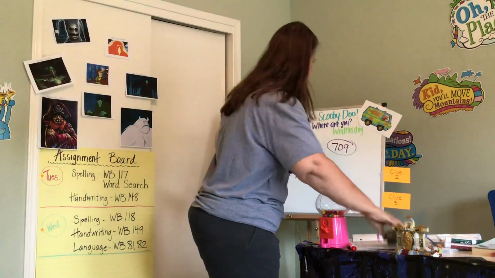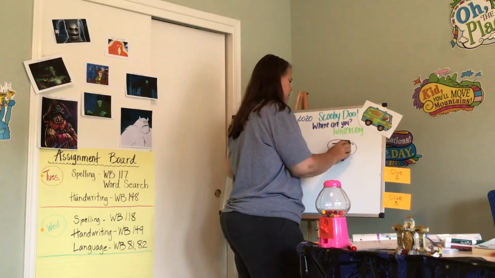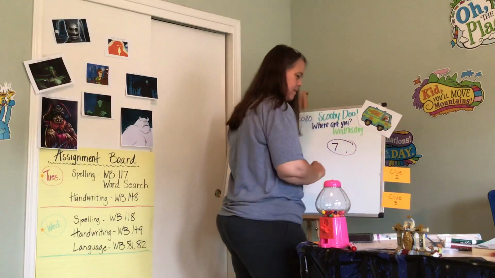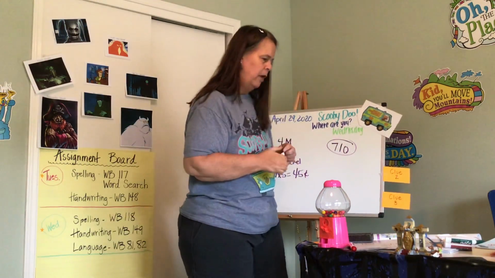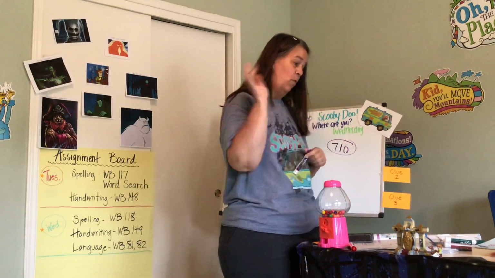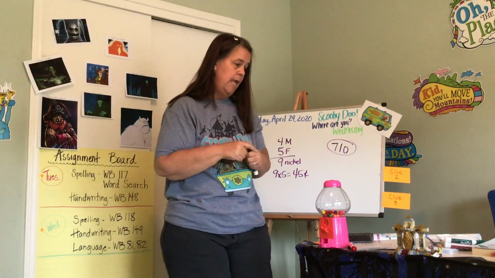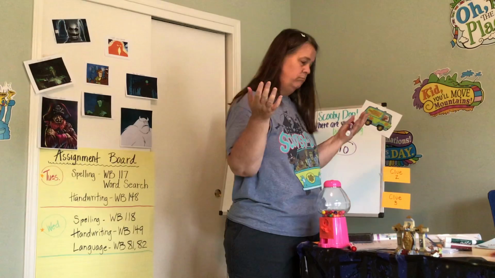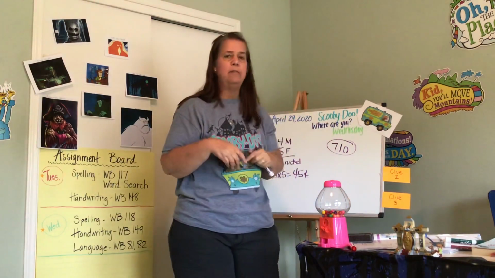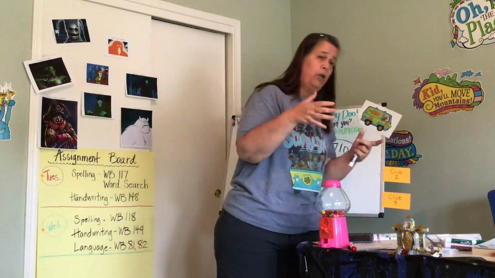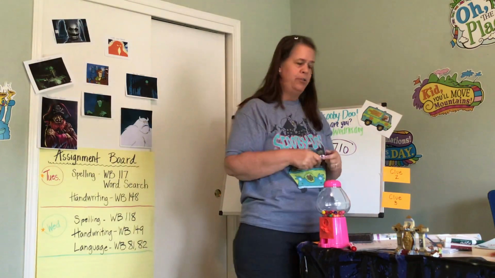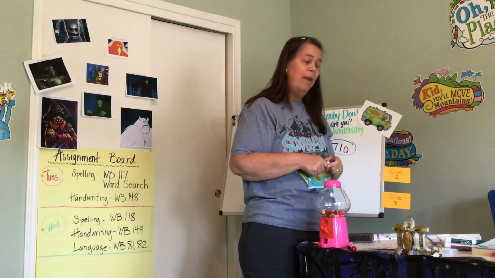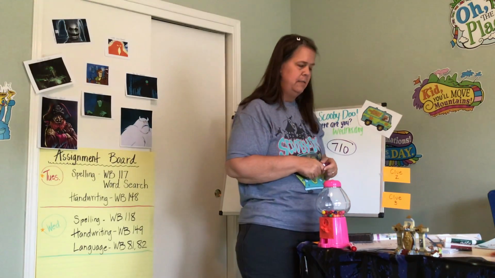All right, let's look on page 710. Okay, looks like our money amounts are getting bigger. Model and draw. So Tom earns $4 a month and he doesn't spend any. How much can he save in 2 months? So that would be $4 and $4. That's right, $8 he can save. What about 5 months? What do you think?